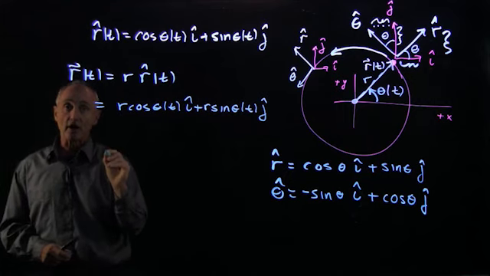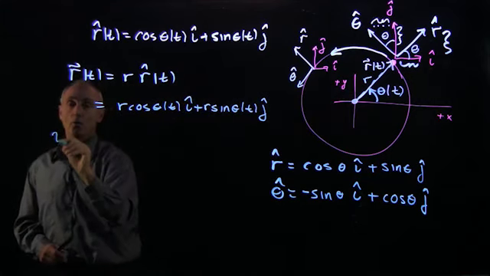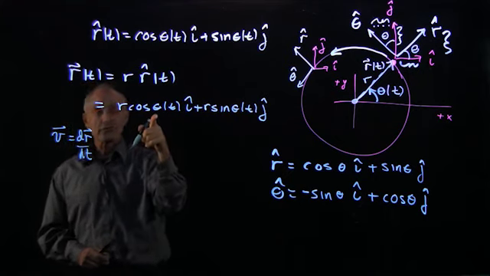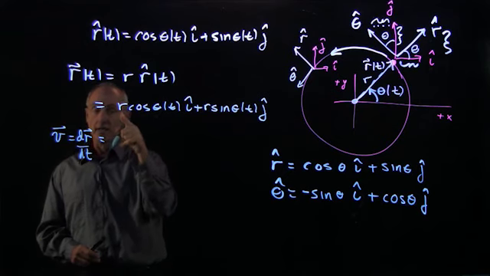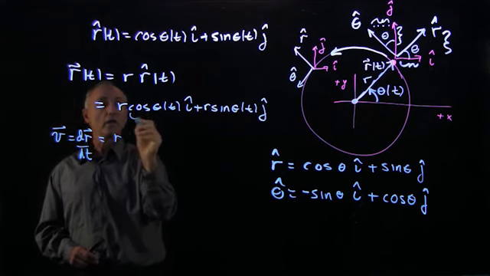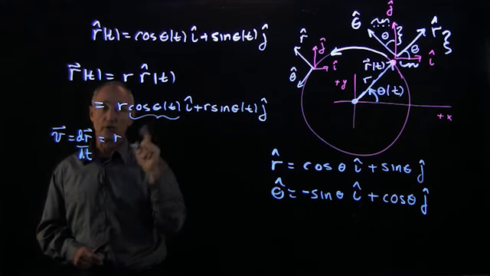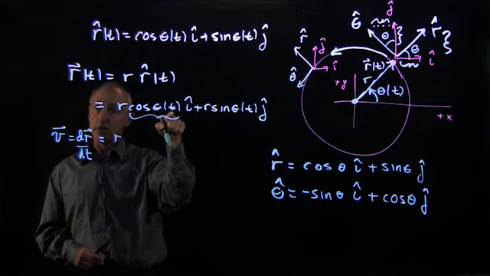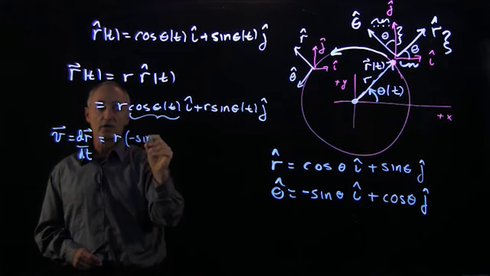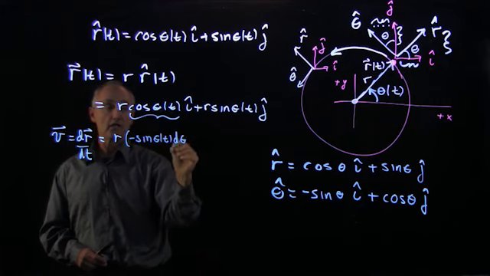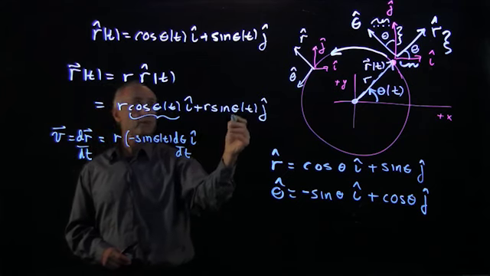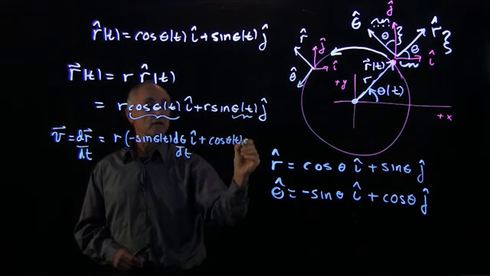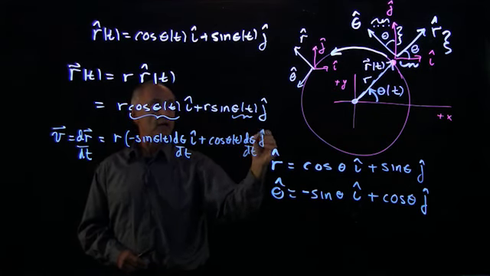Now, we can define the velocity of this object, where the velocity is the derivative of the position vector. When you differentiate, remember r is a constant, so we get r. Now, what is the derivative with respect to time of cosine theta t? Because the argument theta is a function of t, we need to use the chain rule. So the derivative is minus sine theta of t d theta dt i hat. And the derivative of the sine is cosine theta of t d theta dt j hat.